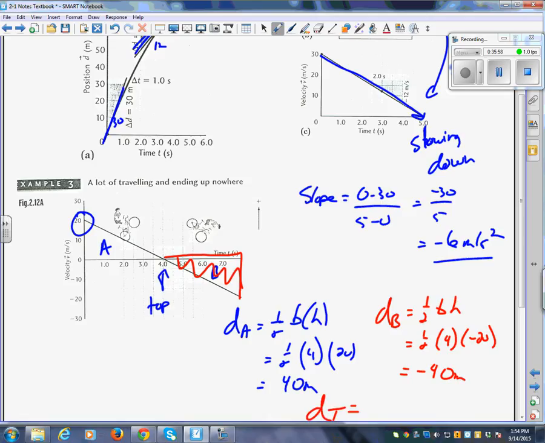Total displacement, 40 minus 40 or 0. As I said earlier, you end up at exactly the same altitude as before. 0.